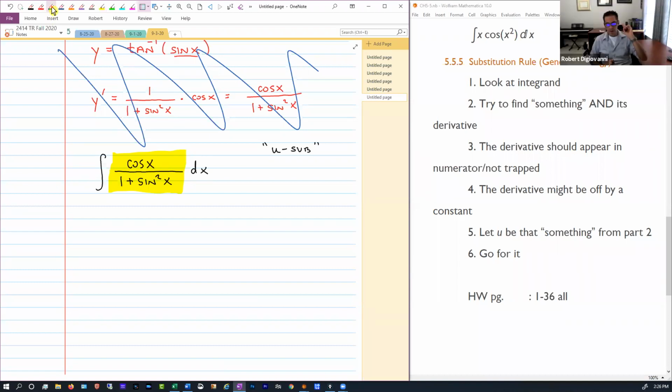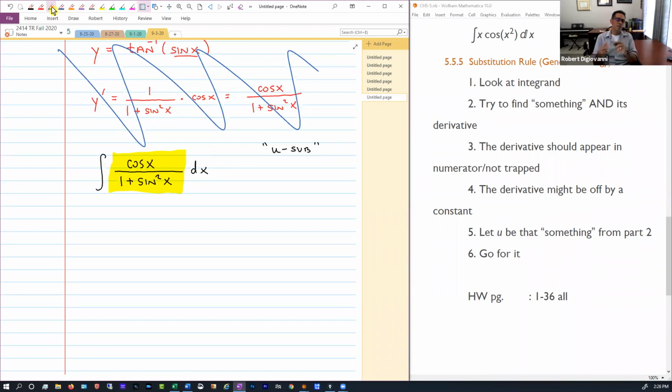I heard sine, is that what I heard? Yes. So everyone sees a sine x in here. And what is the derivative of sine x? Cosine x. Do you see a cosine x also? Yes. Okay, so look at steps 1 and 2. We looked at the integrand. We did see something and its derivative. We saw sine of x, and we saw its derivative also, cosine of x.